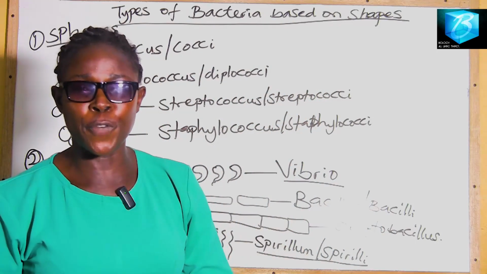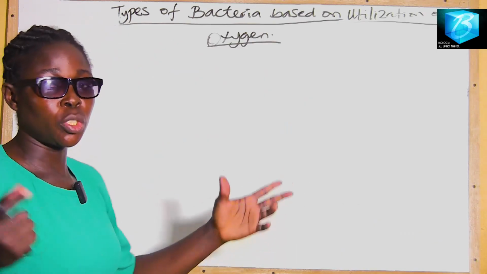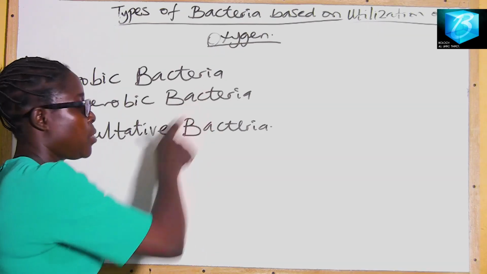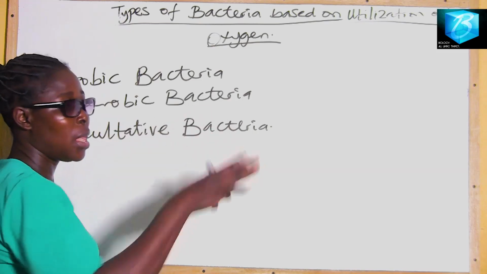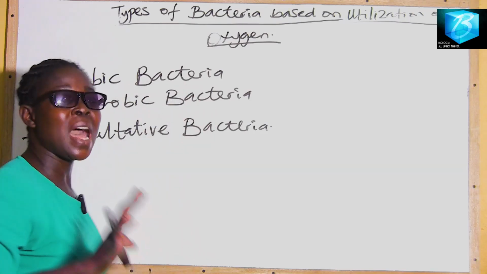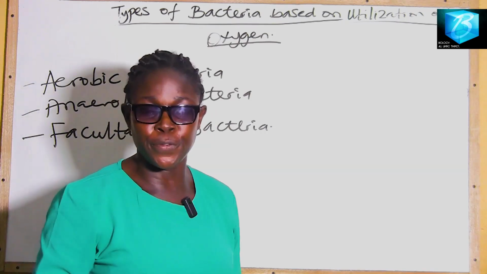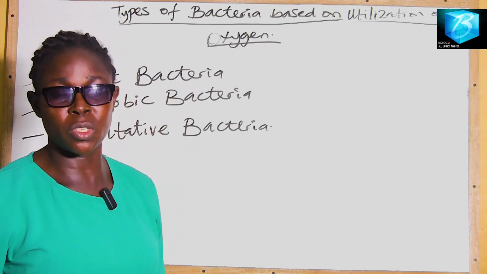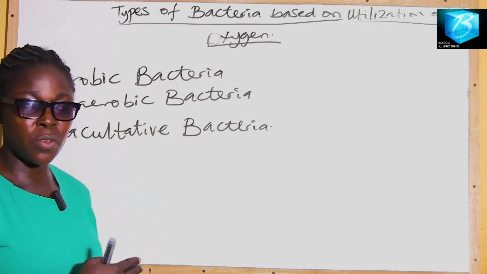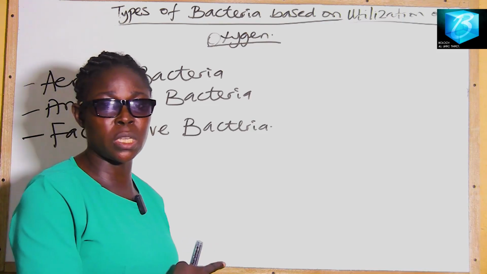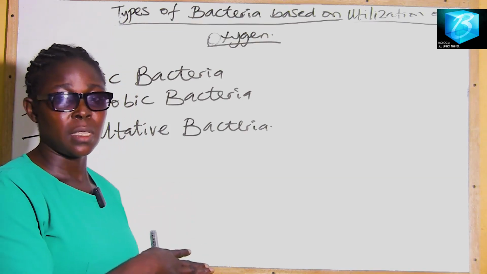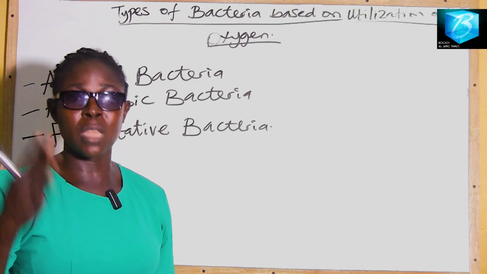We still have other groups of bacteria. Based on utilization of oxygen, we have three types of bacteria. Number one, we have aerobic bacteria. Number two, we have anaerobic bacteria. And lastly, we have facultative bacteria. Aerobic bacteria are the bacteria that can only live or survive when there is oxygen, or in the presence of oxygen. An example of this is Mycobacterium tuberculosis, the causative organism of tuberculosis. Another one is Pseudomonas, that is involved in the nitrogen cycle.